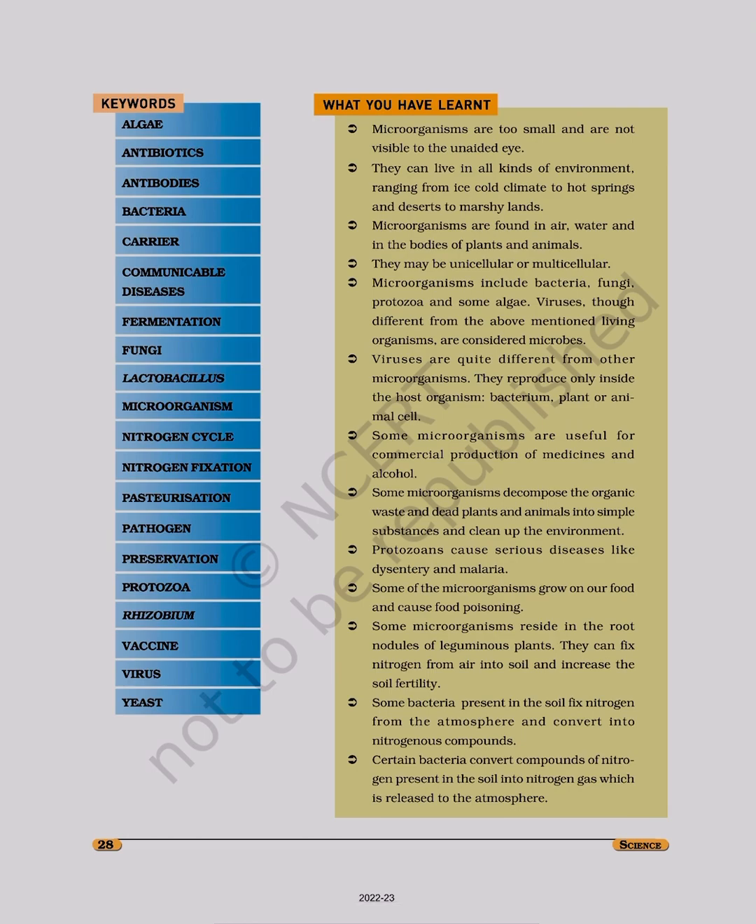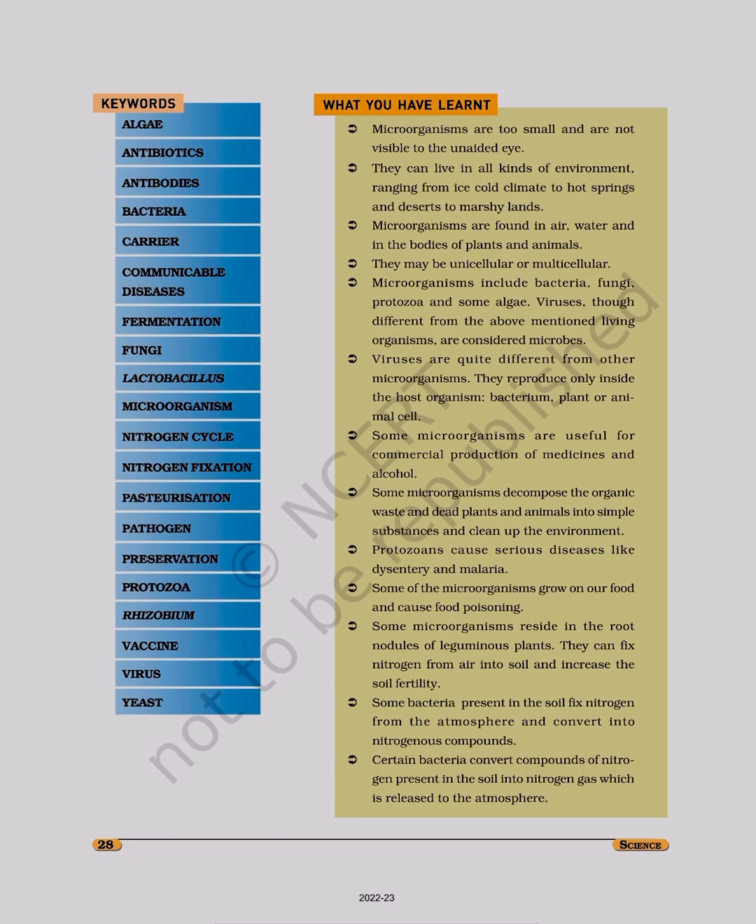Keywords: algae, antibiotics, antibodies, bacteria, carrier, communicable disease, fermentation, fungi, lactobacillus, microorganism, nitrogen cycle, nitrogen fixation, pasteurization, pathogen, preservation, protozoa, rhizobium, vaccine, virus, yeast. What you have learned: microorganisms are too small and are not visible to the unaided eye.